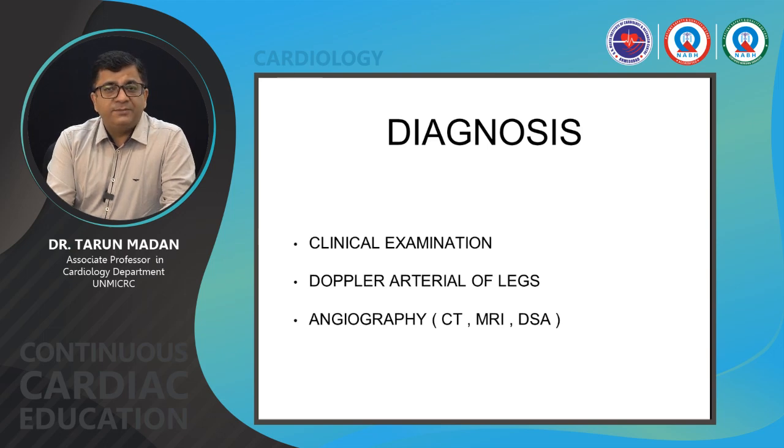Clinically, you should examine the patient by palpating the pulses. Then you can order a Doppler, arterial Doppler of the legs, and subsequently angiography either in the form of CT scan or MRI or digital subtraction angiography as an invasive angiogram in the cath lab.